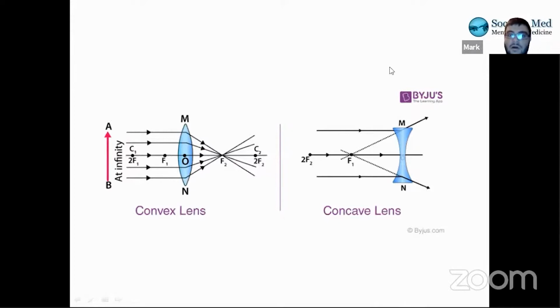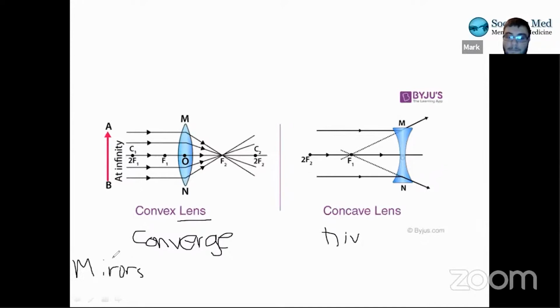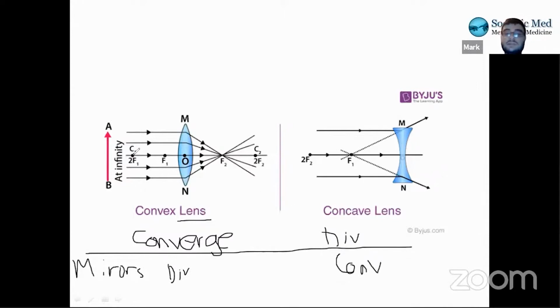Converging, diverging. Let me write that down again. Oh, actually, it's written here. For lenses, convex converges, and concave diverges. For mirrors, convex diverges, concave converges. Again, you can see that in the way the light works in this picture.